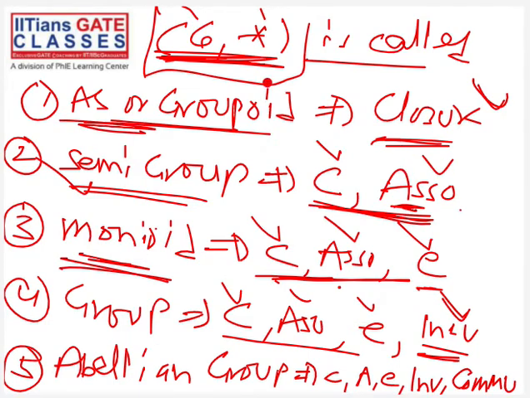But of course you can refer to this slide. If you do not know whether this closure property is satisfied or not, then you can find it. And once this closure property is satisfied, then you can say that this operation is a binary operation and this pair is an algebraic structure or groupoid.